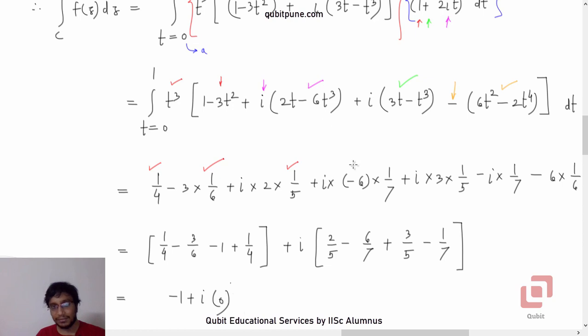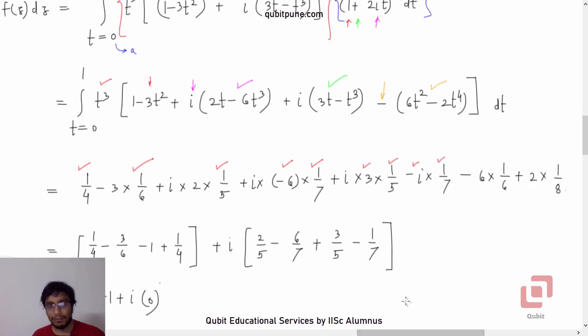Again we have i, minus 6 will be there as it is, t cube into t cube is t to the power 6, and hence 1 upon 7. Go to the next term, i times 3 times t to the power 4, so 1 upon 5. Then minus t to the power 6 into i, so minus i into 1 upon 7. And then the last two terms, out of which the first term is negative 6 t to the power 5, so negative 6 into 1 upon 6, and the last term is positive 2 times t to the power 7, so it is 2 times 1 upon 8.